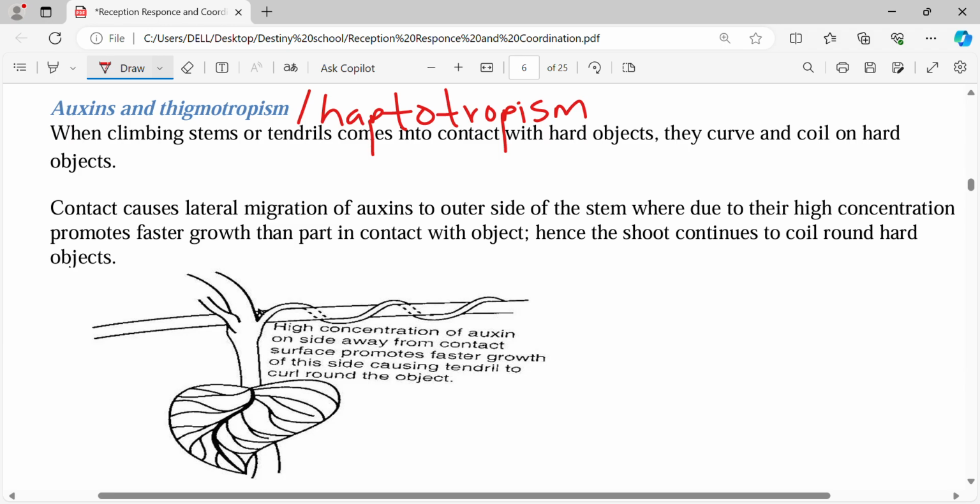So when there's touch or contact, it helps plants with weak stems, for example the passion fruit, to twine and climb other plants for support, because they have very weak stems. So they normally rely on other plants for mechanical support. They normally climb or twine around other plants. For them to twine or climb other plants, there's the use of the tendrils.